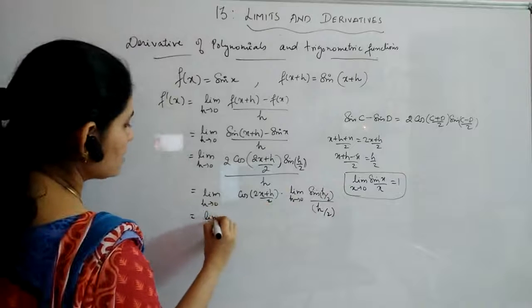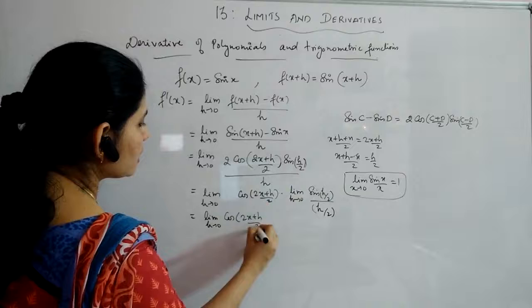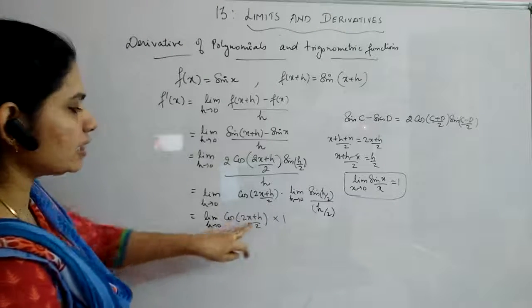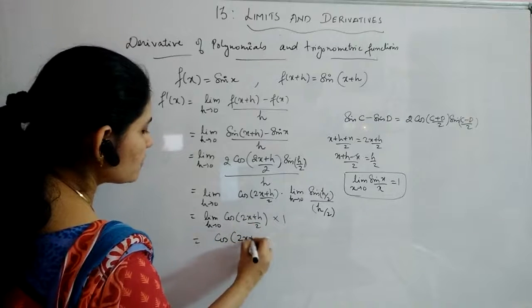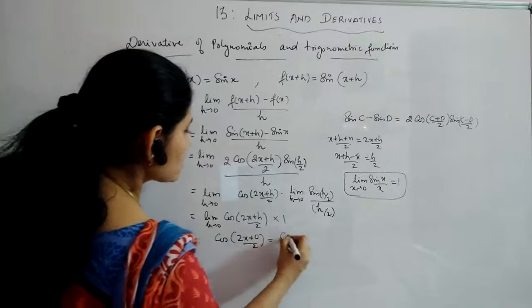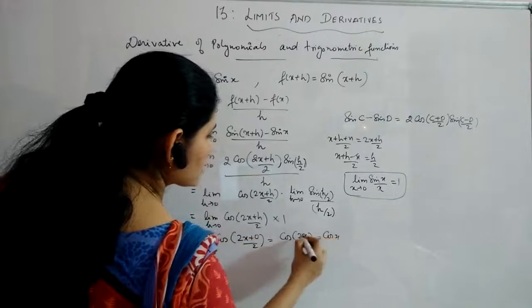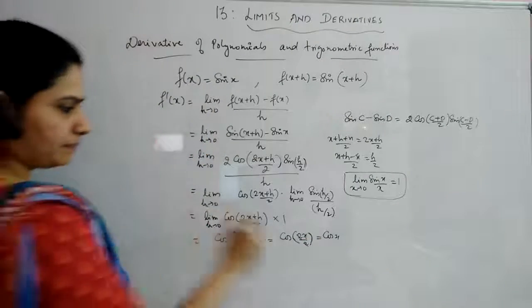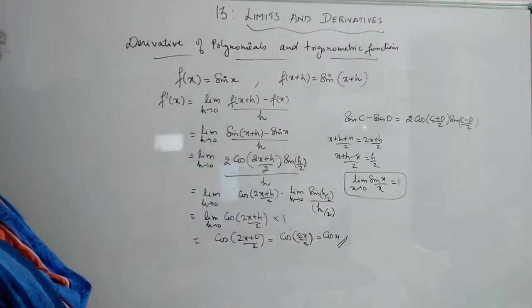So you have limit h tends to 0 cos of 2x plus h by 2 into 1. Now you can give the limit, that is replacing h with 0, you will get cos of 2x plus 0 by 2, which is cos of 2x by 2 or cos x. Inside the angle you have this 2, so you can cancel. Okay. So the derivative of sin x is cos x.